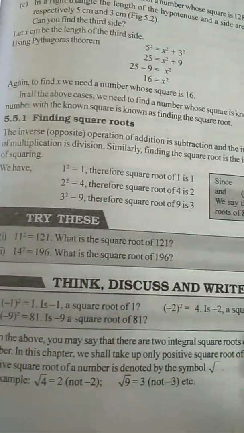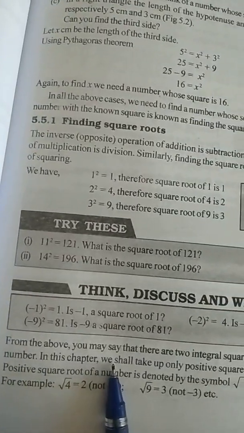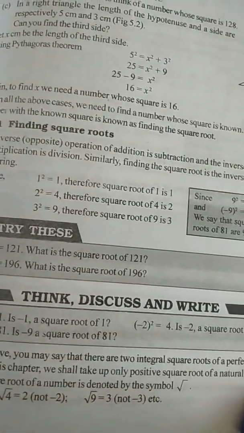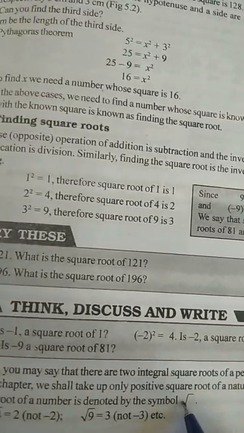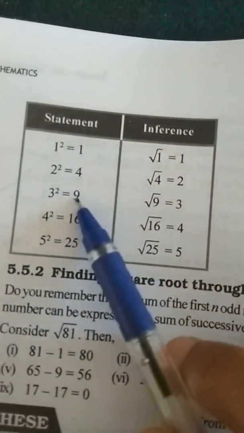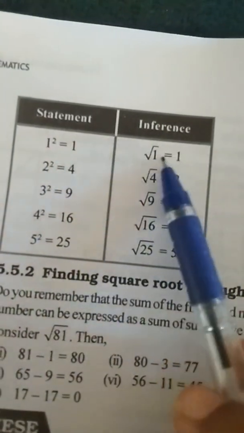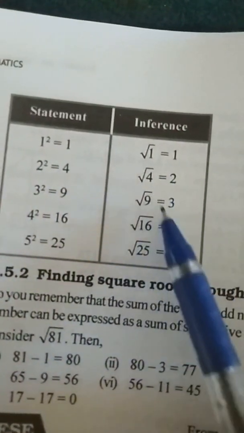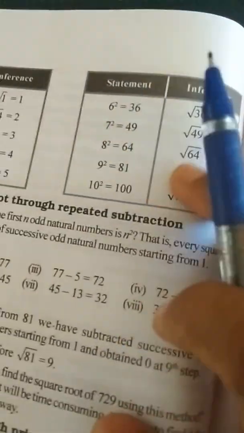So from the above you may say that there are two integral square roots of a perfect square number. In this chapter, we shall take up only positive square roots of a natural number. The positive square root of a number is denoted by this symbol. Observe this table. Square root of 1 is 1. Square root of 4 is 2. 9, 3. 16, 4. 25, 5. Like that we have to write. Square root of 100 is 10. Square root of 81 is 9. Like that we have to write.